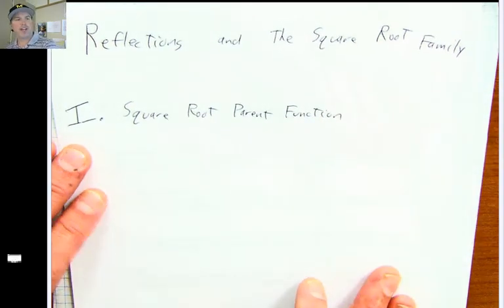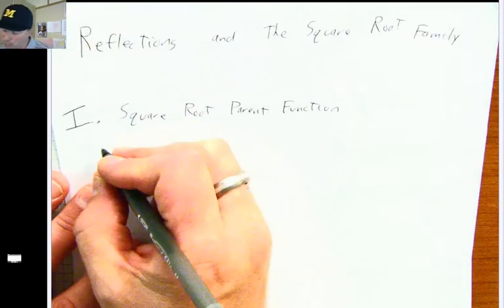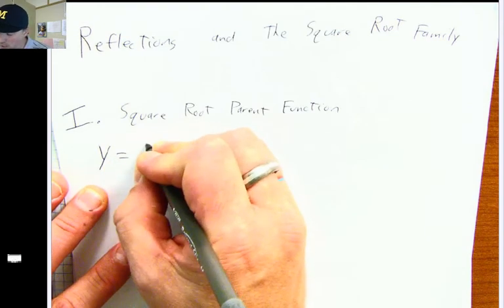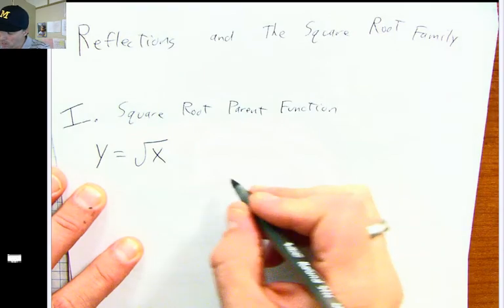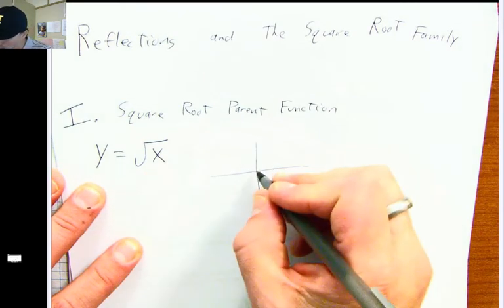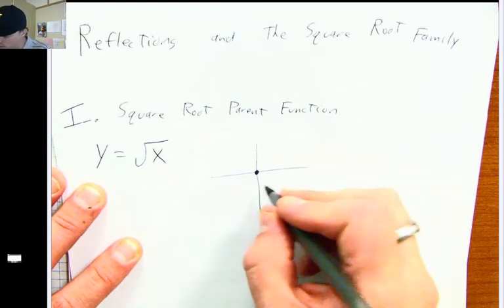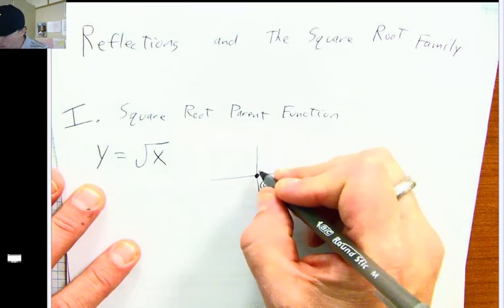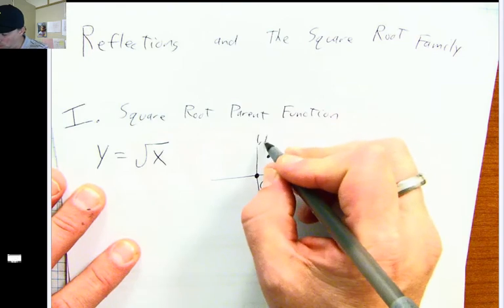So part 1 of today's lesson is actually the square root parent function. And by square root parent function, I mean y equals the square root of x. Now, square root of 0 is 0. So that is one of our key points, (0, 0). And then (1, 1) is also another key point, because if you plug 1 into this equation, out pops 1.